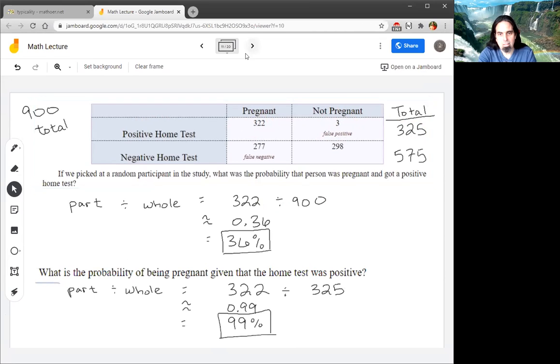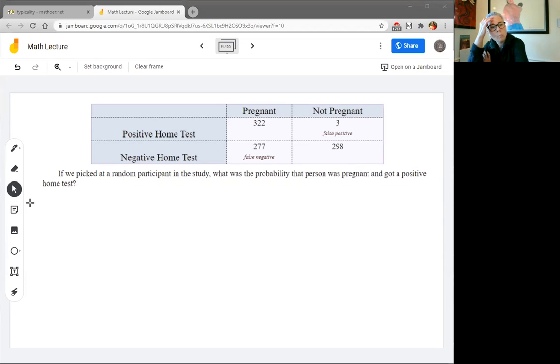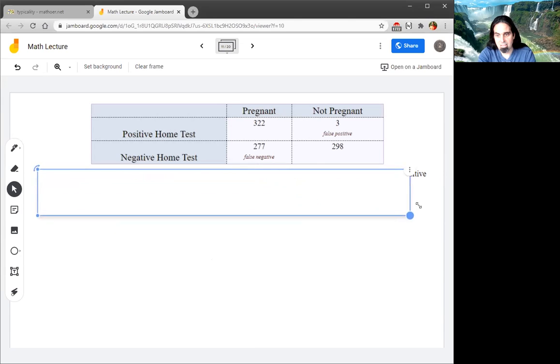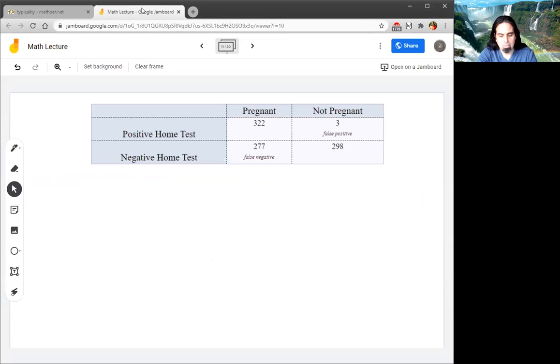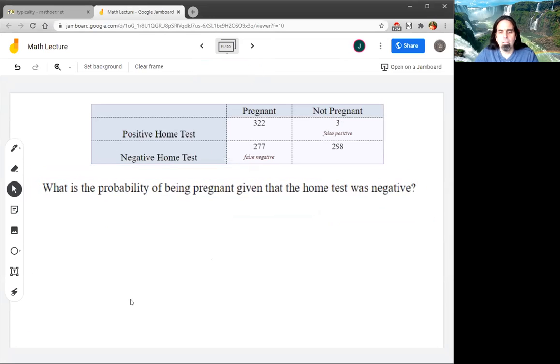Okay, keep going. Last problem. Now we're asking what's the probability of being pregnant given that the home test was negative? So again, this was 325 and 575.